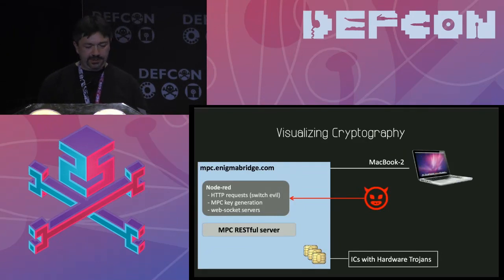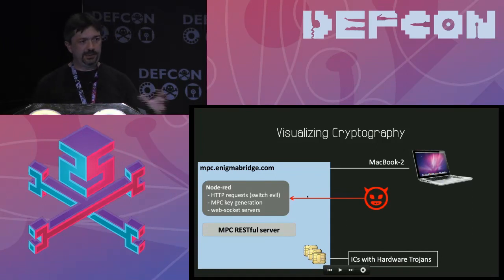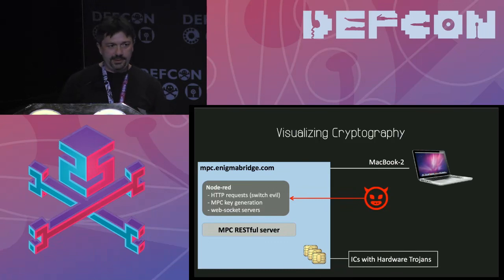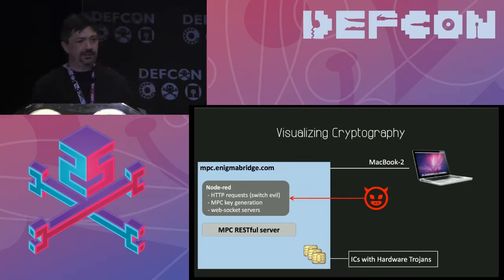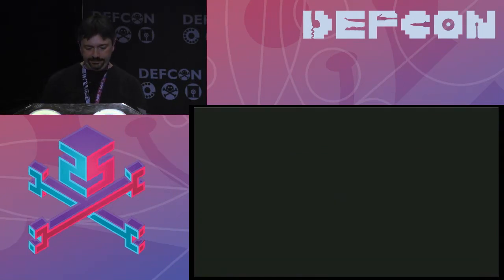So again, just one server is running here, with a laptop connecting to it, and I will have a small group of smart cards that have a backdoor inside. The attacker will try to use the RESTful server, the thing that is facing the internet, and will try to set the key that I will use to some kind of default value so we can easily decrypt the data.